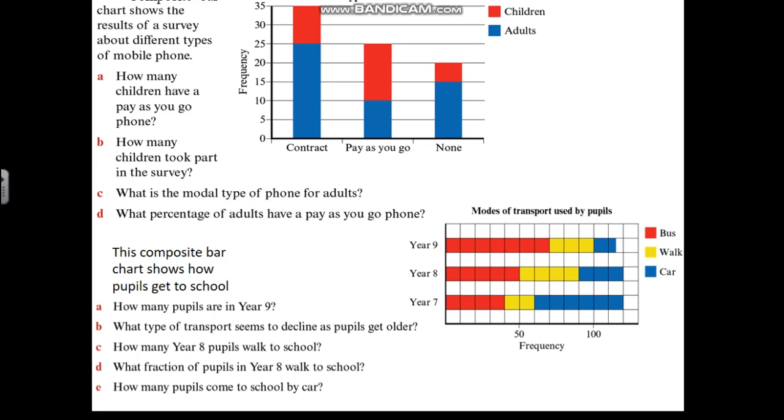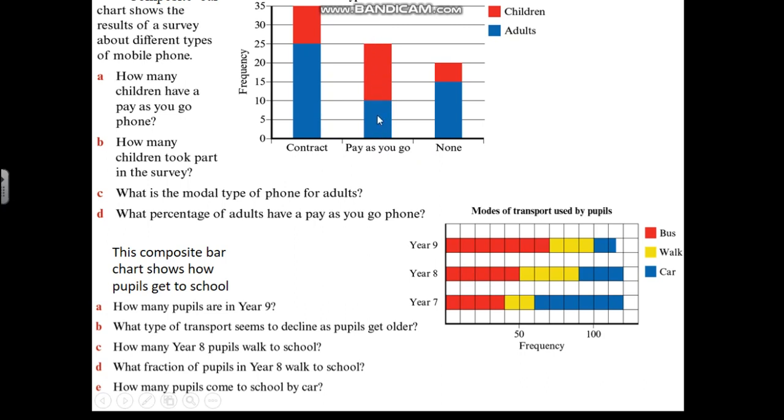Okay, so we've got some questions here about some composite bar charts. We can see here there's a key that red stands for children and blue stands for adults. This composite bar chart shows the results of a survey about different mobile phones. We can see at the side is frequency, and that's going up in 5s. And we can see the different types of phones along the bottom. And remember, it's composite, so one bar is on top of the other bar.